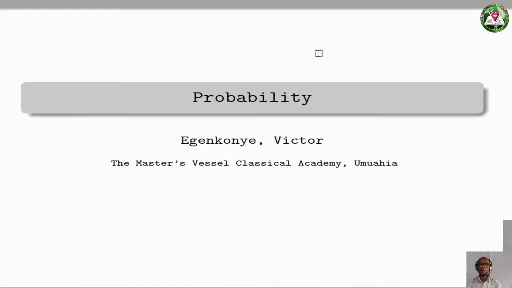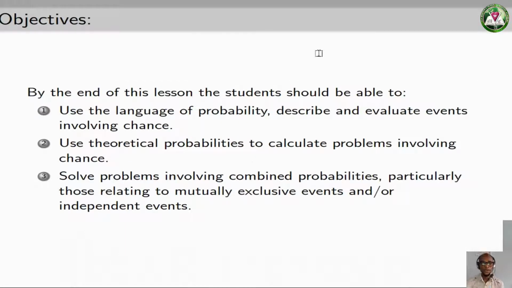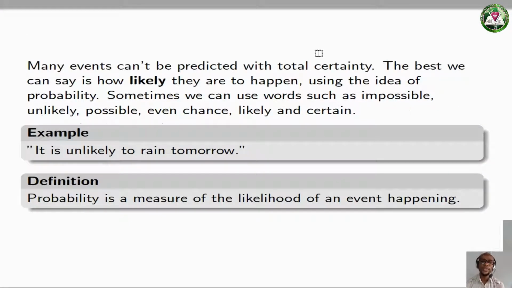In today's class, we'll be studying probability, which is primarily for the SS2 students, but secondarily for other senior classes. The objectives for this class: at the end of this lesson, you should be able to use the language of probability, describe and evaluate events involving chance, and use theoretical probabilities to calculate problems involving chance. Lastly, you should be able to solve problems involving combined probabilities, particularly those relating to mutually exclusive events and/or independent events.